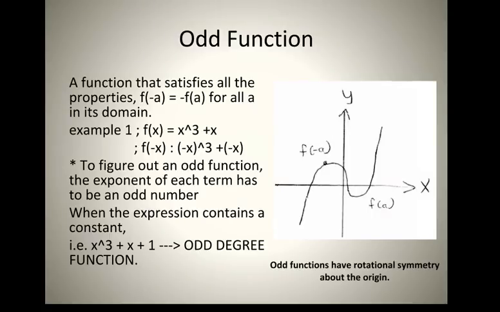What is an odd function? An odd function is a function that satisfies all the properties for all x in its domain. To figure out an odd function, the exponent of each term has to be an odd number. When the expression contains a constant, it would be like this: x to the power of 3 plus x plus 1. Here is an example of an odd degree function. Odd functions have rotational symmetry about the origin.